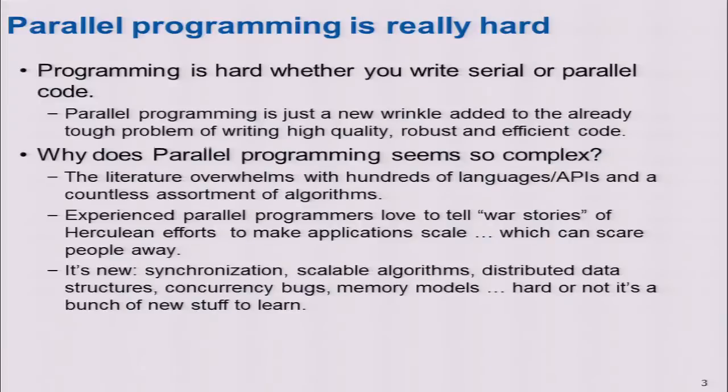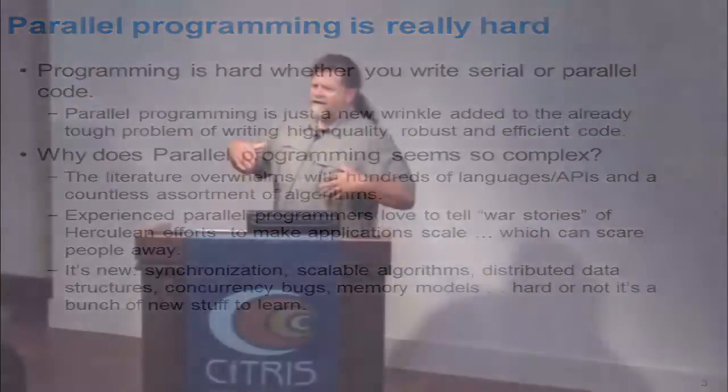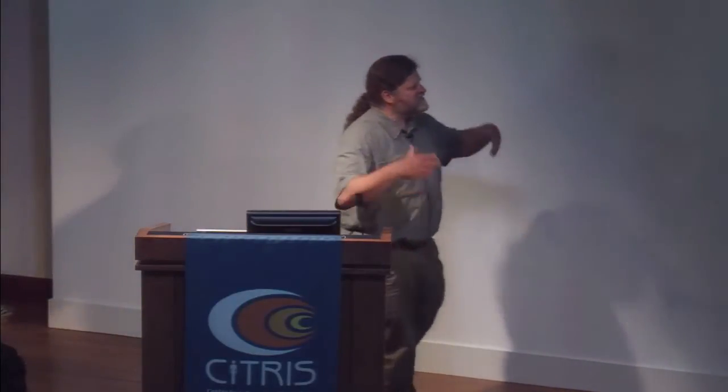On one hand, parallel programming is really just a new wrinkle on something that's already hard. But it has a reputation of being really hard, and I think it's worthwhile to pause for a moment and think about that reputation. First off, if you go and look at the literature or pick up a book on parallel programming, you're overwhelmed by dozens and dozens of different programming languages and APIs. Oh my God, I've got to learn 20 different languages just to sound like I know what I'm talking about? That's ridiculous. And then algorithms, don't even get me started on how many different parallel algorithms there are. It's totally overwhelming.